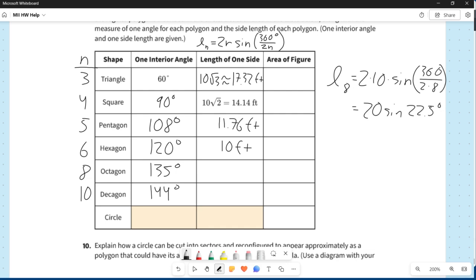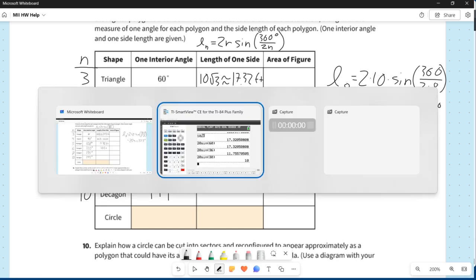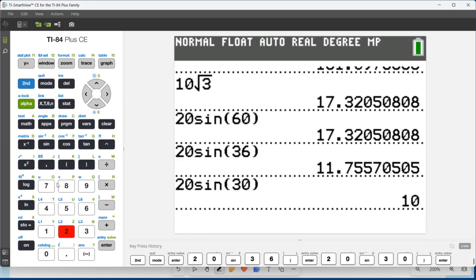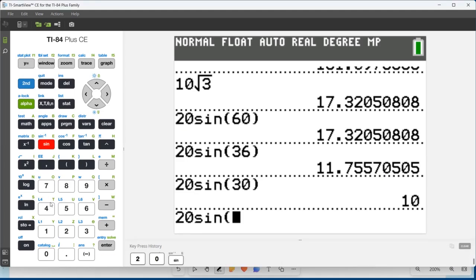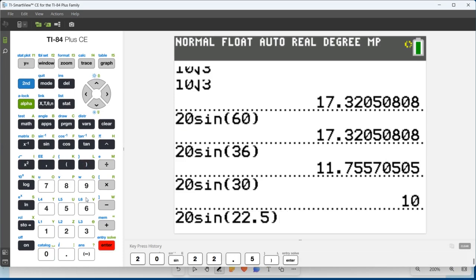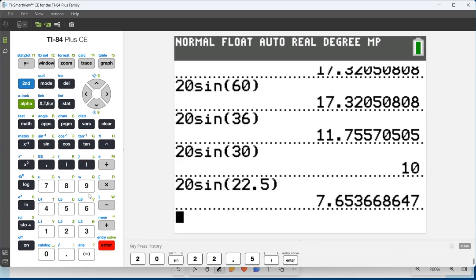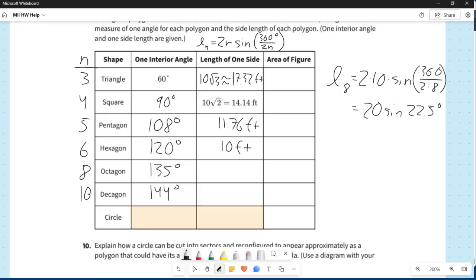We really can't do much with that, and I certainly don't know what the sine of 22.5 is. So I'm just going to jump right to my calculator, and we're going to do 20 sine of 22.5, close parentheses. We end up getting 7.65. So this is approximately 7.65 feet.